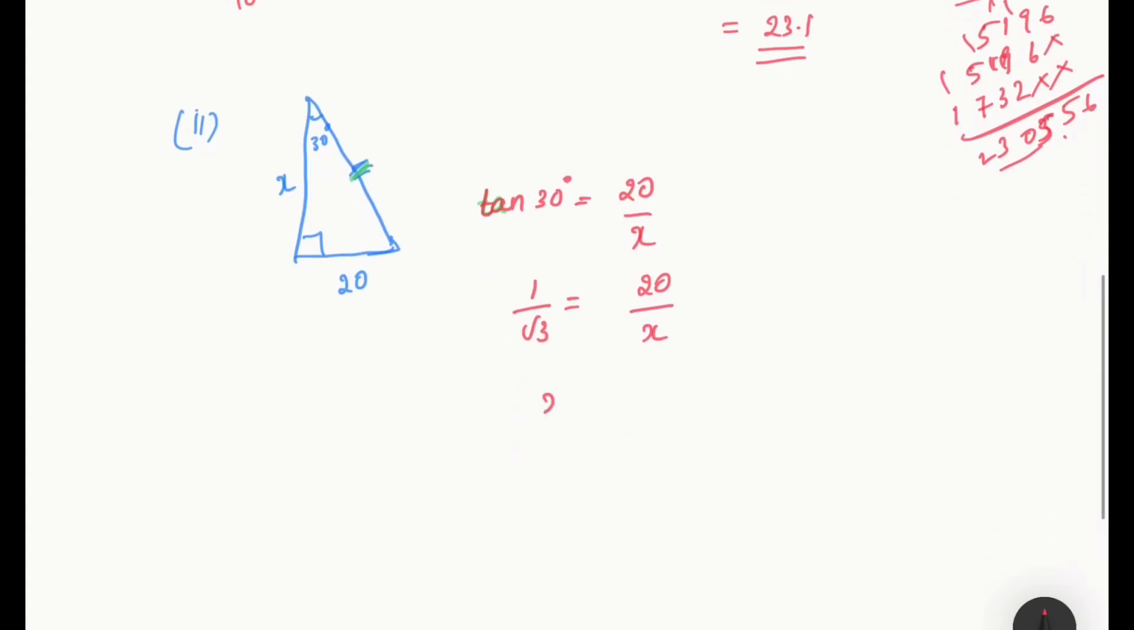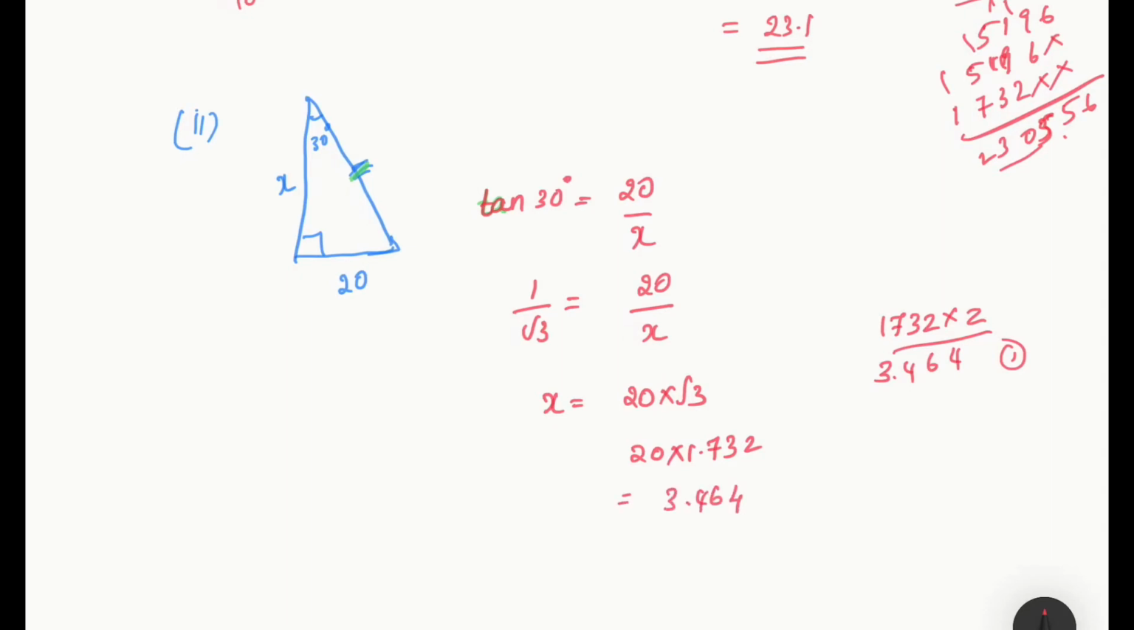So I can write x is equal to 20 into root 3. That is 20 into 1.732. 3, 2 into 2 is 4, 6, 14, 1 balance, 2 ones are 2, 3. So finally you'll get 3.464 into 10 because we have taken it like this. So finally you will get the answer as 34.64.